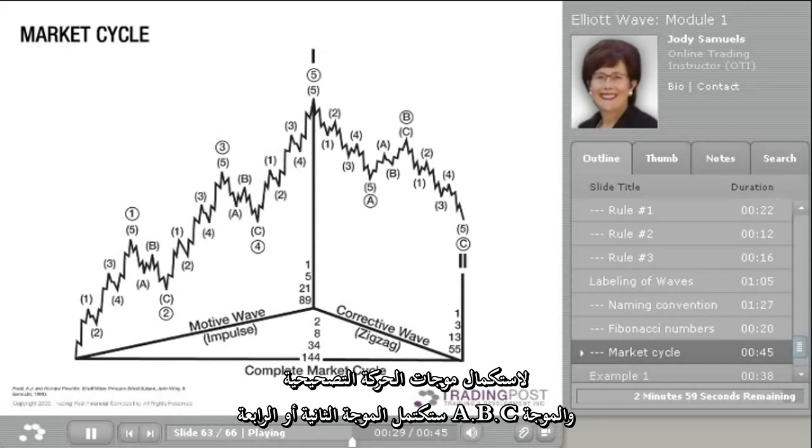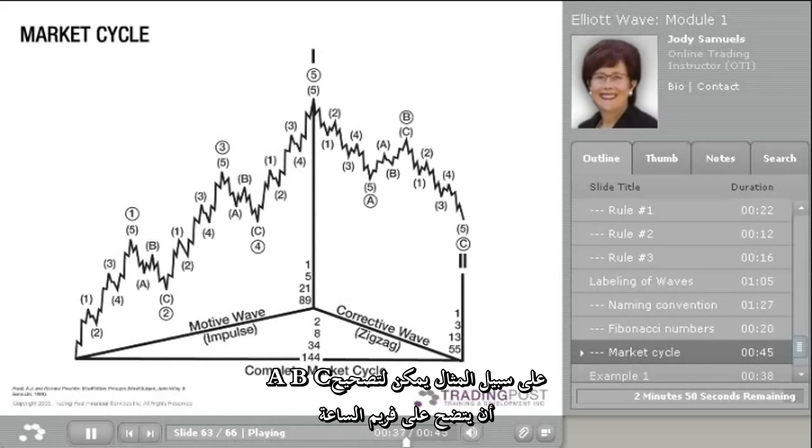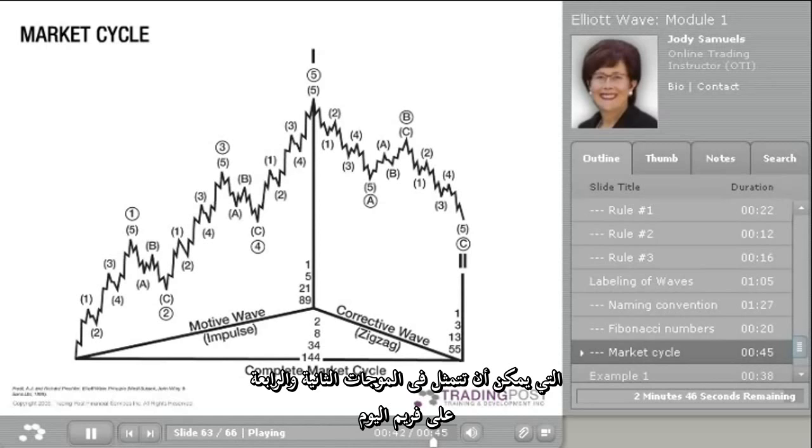The complete corrective movement of waves A, B, and C will complete either a wave 2 or a wave 4. For example, the ABC correction can unfold in hourly data, which can be represented by waves 2 or 4 of the daily price data.